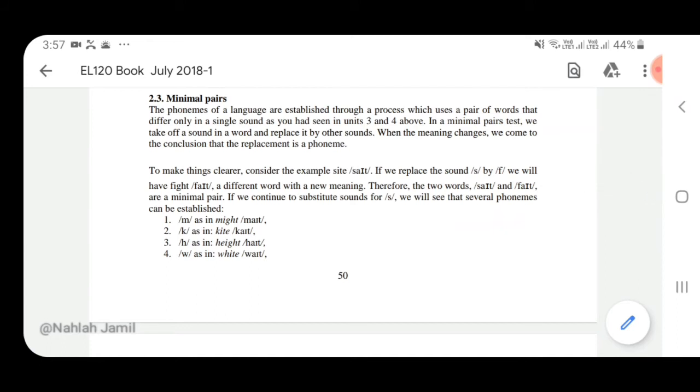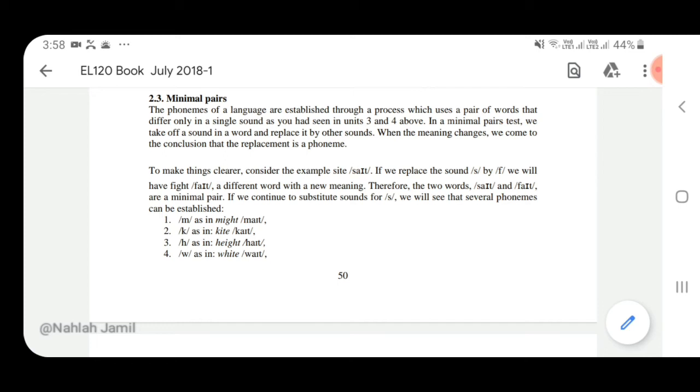The third rule is that the change should be only in one sound, not in more than one sound. We said the first rule is that it should have the same number of sounds, and the second, that the change should be consistent. Here in might, kite, height, and white, there is change only in one sound: the first sound in each word, k in kite, h in height, w in white. So there is only one.